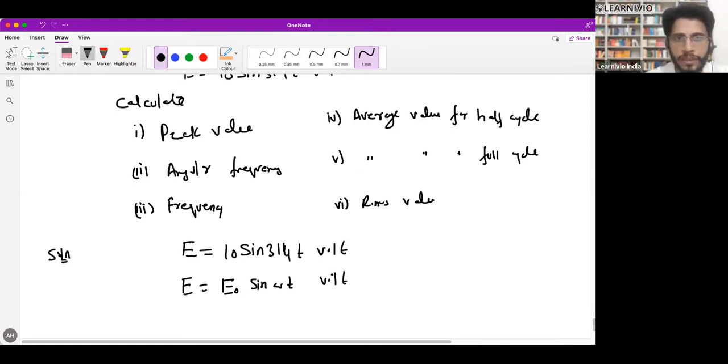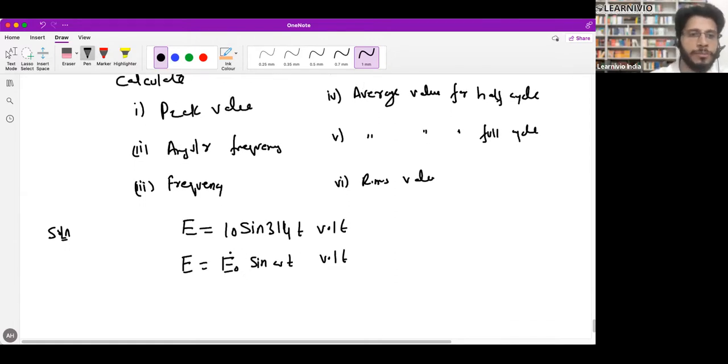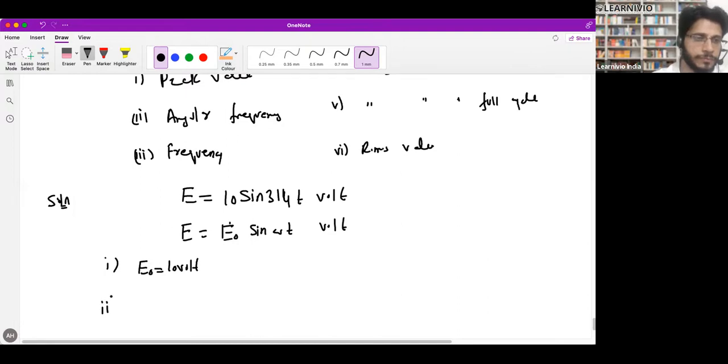Amalia, first, second, third, all are correct. Shahzada, just compare these two equations. What is here instead of E naught? 10. So this E naught is known as peak value, maximum value. That's 10 volt. What is instead of omega? 314. So this is your omega, 314 radian per second.